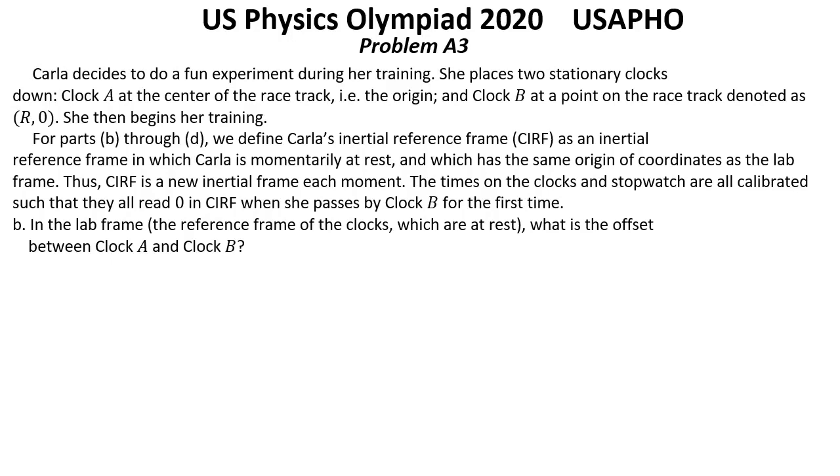To understand why this offset is 0, you can also imagine placing a light bulb halfway between the two clocks and having it send a light pulse at some known time. In both Clara's frame and the lap frame, the light pulse reaches the two clocks simultaneously. That was the solution for question B.